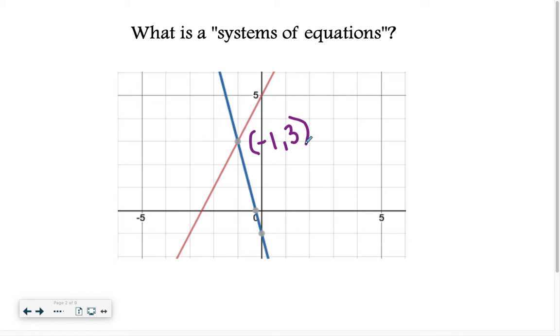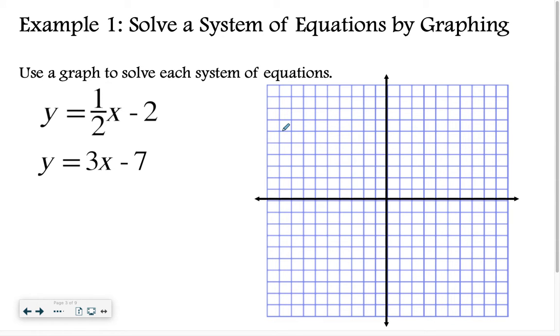Today, you're going to practice with the visual aid of graphs. You're going to practice graphing lines and seeing where they intersect, and wherever they intersect, that is my answer. Then, as we move forward in chapter 4, we're going to stop graphing so much and figure out how to just manipulate equations to solve for this ordered pair. Okay, but like I said, today we're going to focus on graphing. So example 1, solve a system of equations by graphing.